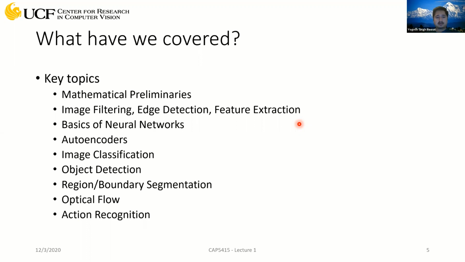And I think it's a very good comprehensive list for a computer vision course. And I'm happy that we were able to cover all these topics. And today we are going to talk about camera modeling.